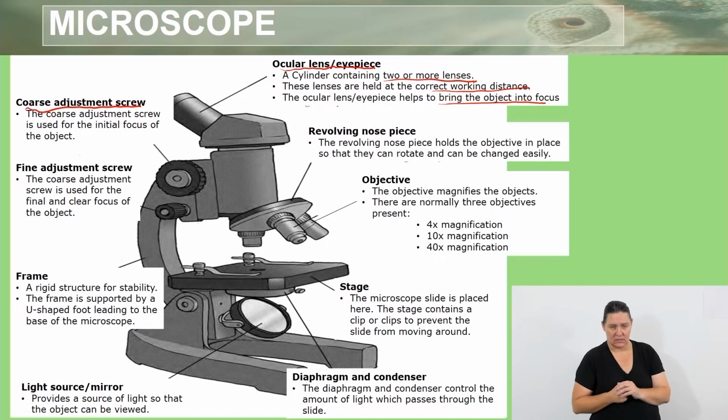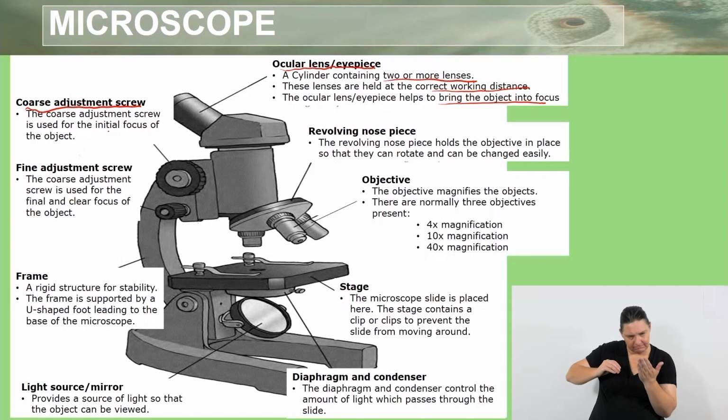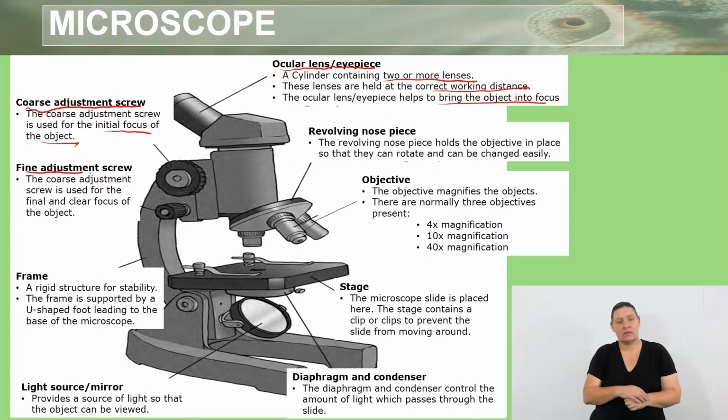The second part that we are going to look at is the coarse adjustment screw. From the word adjustment, you can already tell that it has to do with adjusting. The coarse adjustment screw is used for the initial focus of the object. So if you want to put the object in focus initially, that's the first part that you need to use. And the second one is the fine adjustment screw. This one is used for the final clear focus of the object.